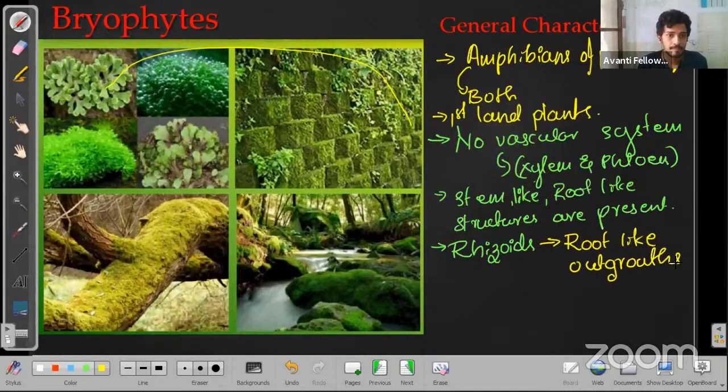Is it like root hair? It's similar to that only. They are morphologically and functionally similar to roots, but anatomically these are completely different. Yes, I can call it a false root. If you guys remember, we mentioned that, right? You can call it a false root.